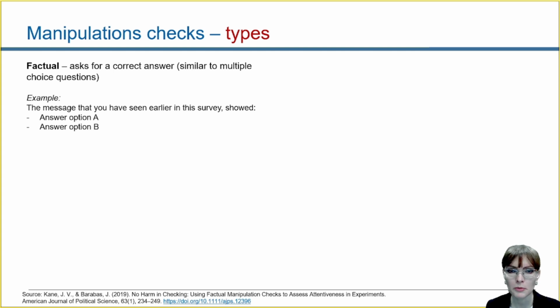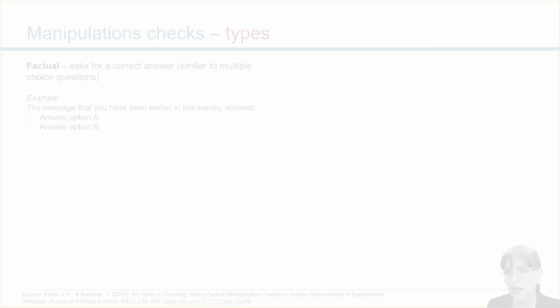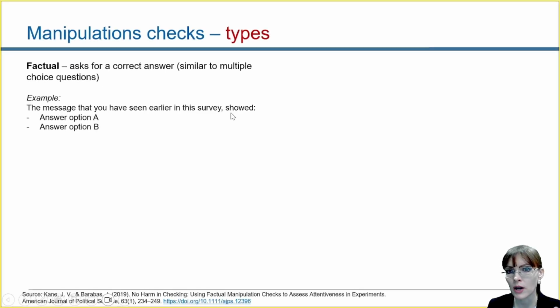The first type of manipulation check that we can use as researchers is factual. And as the name suggests, this type of manipulation check is very similar to a multiple choice question because it's looking for a correct answer. For example, you can say, the message that you have just seen earlier in the survey showed, and here you have the name of the concept for your first experimental condition, and then for the second one.